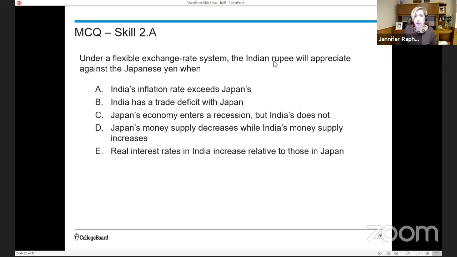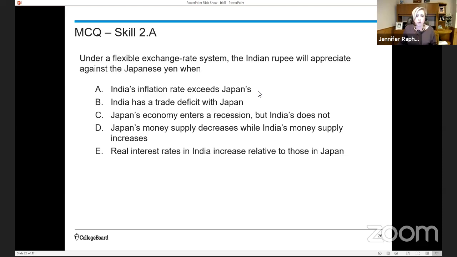So we're either looking at something that makes people more willing to buy Indian rupees, or something that makes Indians less willing to supply rupees into the foreign exchange market. So if India's inflation rate exceeds Japan's, then prices in India are rising faster than they're rising in Japan. And so Indian goods and services are getting relatively more expensive. And so that would actually lead to a decrease in Japanese demand for the Indian rupee. So that can't be correct.